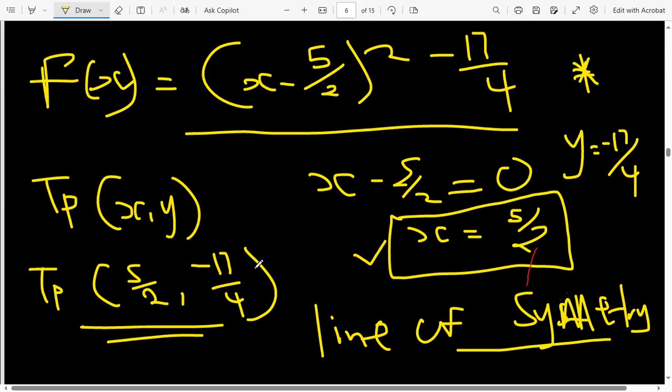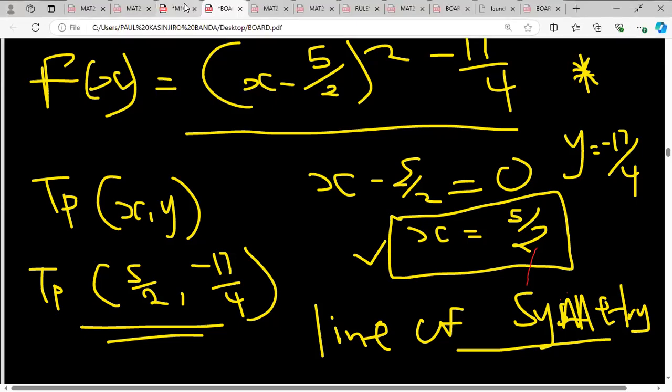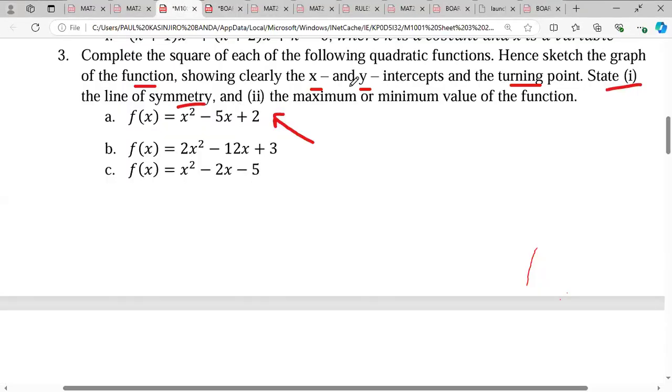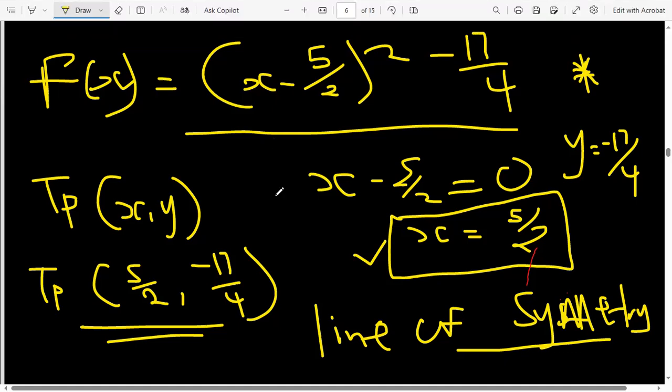So we have found the line of symmetry, which is x equals 5 over 2, and we have found the turning point. The other thing that they said was to find the x and the y intercept, and then the minimum or the maximum value. So let's find the x intercept. You find the x-intercept by doing what we did in the first part, where we had f of x equal to 0. You say f of x is equal to 0, and then you solve for x.